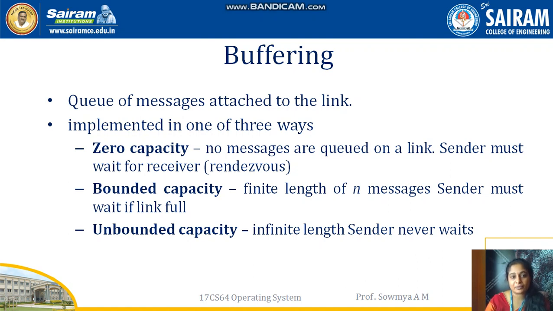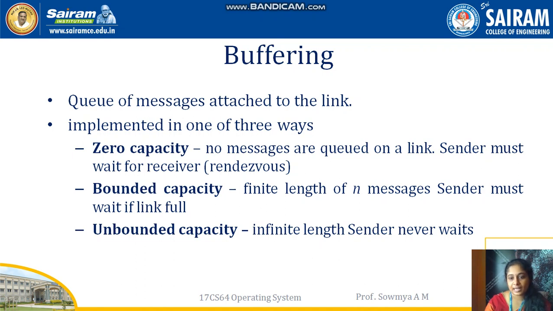Or we can say buffering is a queue of messages which is attached to a link. There are three types of buffering. One is zero capacity buffer, which means there is no message queue from sender to receiver. Second one is bounded capacity, so there is a finite length, a fixed size allocated.